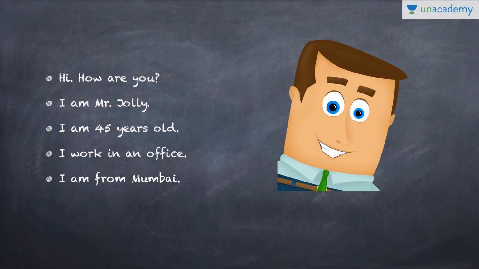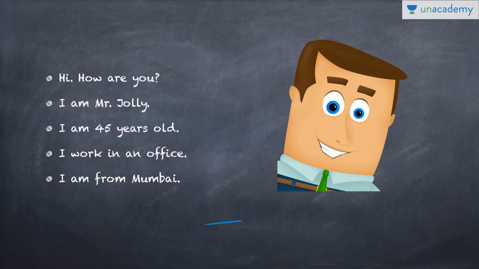So let's meet Mr. Jolly, right? Mr. Jolly is here talking about himself. I'm going to speak out these phrases and I want you to keep them in mind, all right? Pay attention to them as I speak. Hi, how are you? I am Mr. Jolly. I am 45 years old. I work in an office. I am from Mumbai. Did you notice what information he is giving and how he is giving it?